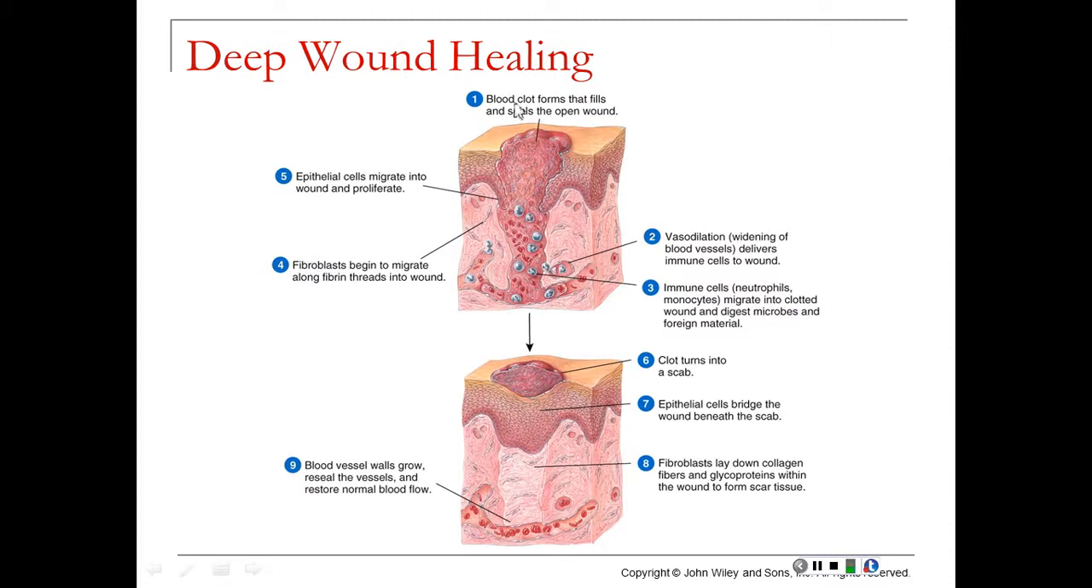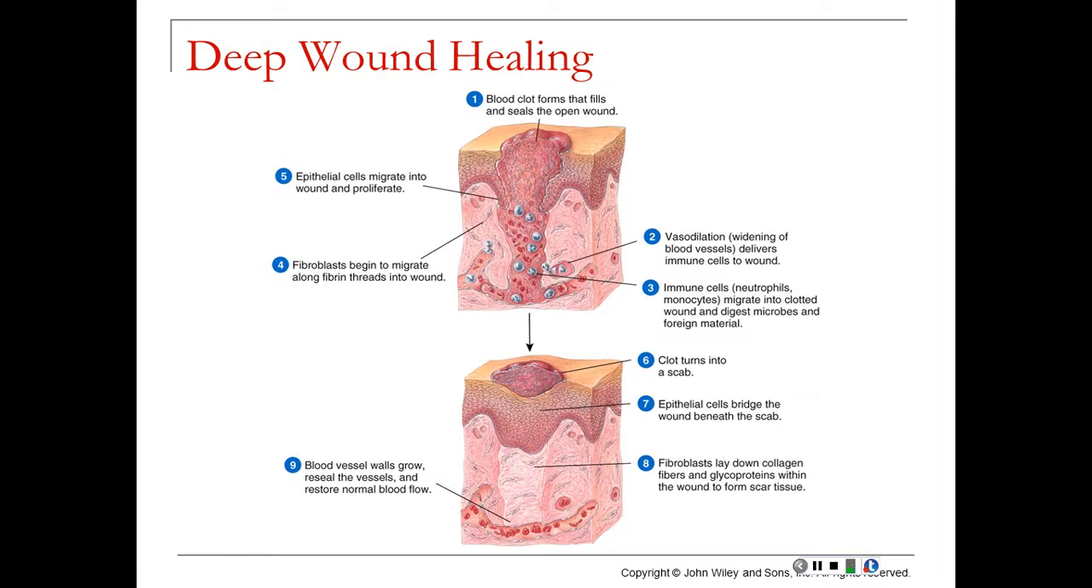So a platelet plug and a clot will form at the surface to basically block off any invaders from getting in. The blood vessels are going to dilate. That might not make sense at first. You would think, well, if there's a wound, why would you want the blood vessels to dilate and let more blood to the area? Well, it has to do with the function of blood. Blood is there to help bring in nutrients and take away waste products.